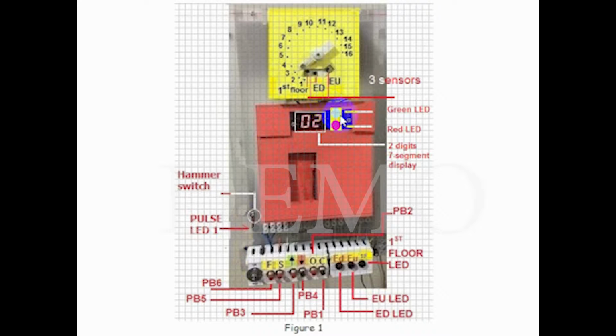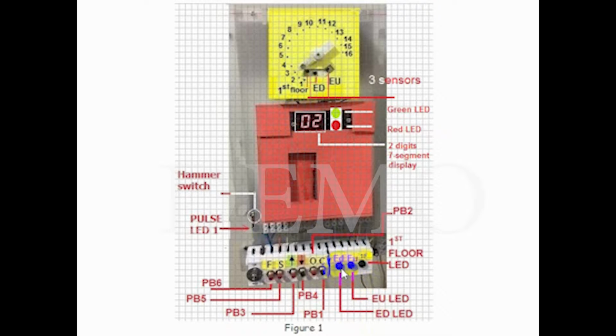Function of the 6 output LED indicators located on the system and one 2-digit 7-segment LED display: Pulse LED turns on and off with a period of 2 seconds every time the cabin arrives from the previous floor to the next one. First floor LED turns on when the cabin is parked at the first floor.